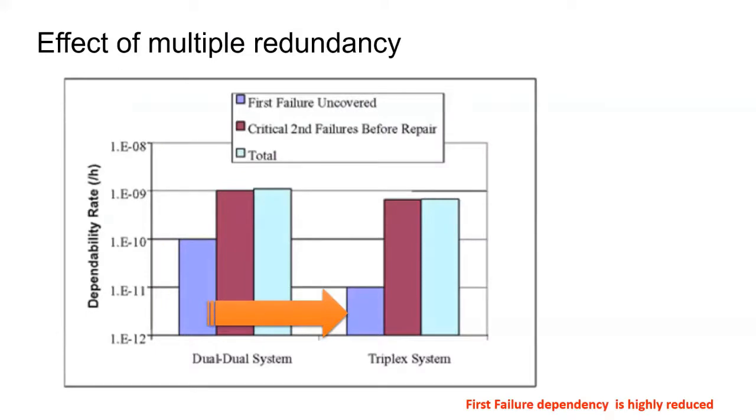Now, the effect of multiple redundancy. This shows the dependability rate versus the system redundancy. If you have a dual system or a triple system redundancy, you can quickly see that the rate at which a first failure happens is going to be less. That means the rate at which the first failure is uncovered, meaning there's no issue with the first failure, comes down a lot, and also with the second failure. As the redundancy increases, the dependency of the first failure shutting down the system also reduces.